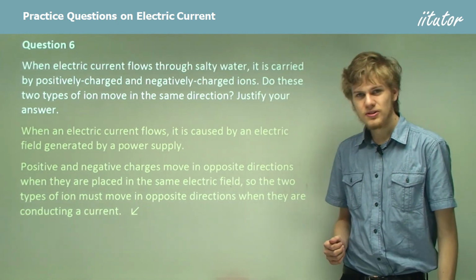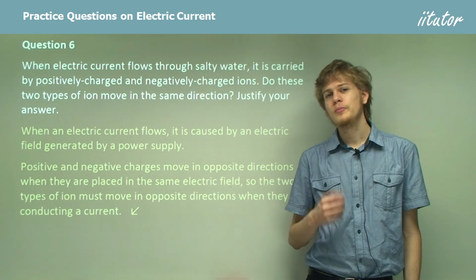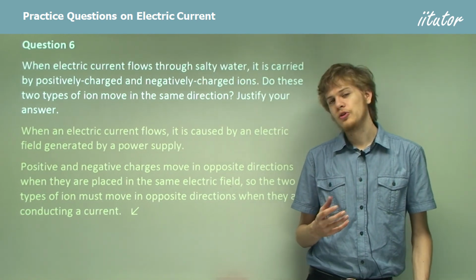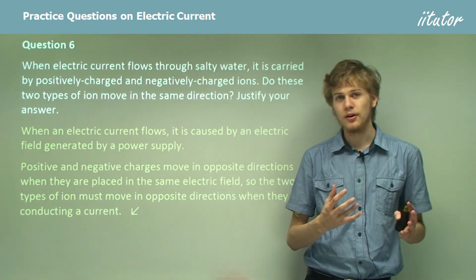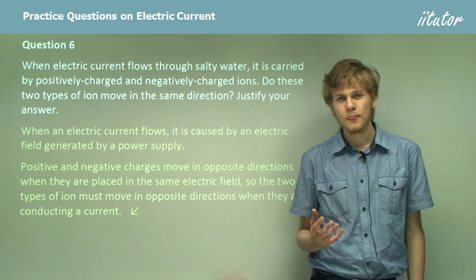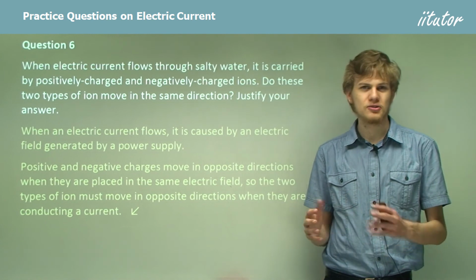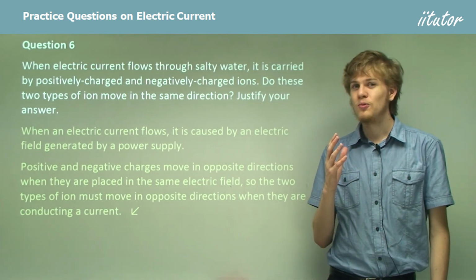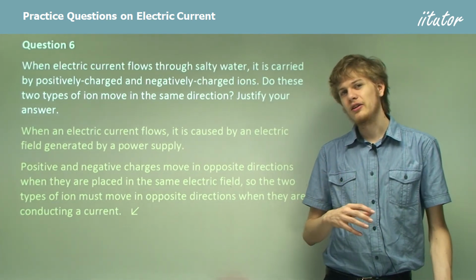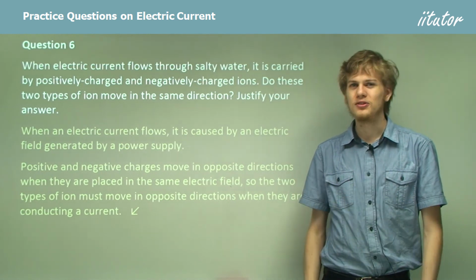So that's the end of the questions. In this section, we've learned about electric current. We've learned about the charge carriers that carry electric current in various different conductors, and we've learned about what sort of numbers we might expect to see in various electrical circuits. Now, these numbers can be quite helpful. If you get a number that seems quite off, don't forget to check your working out.